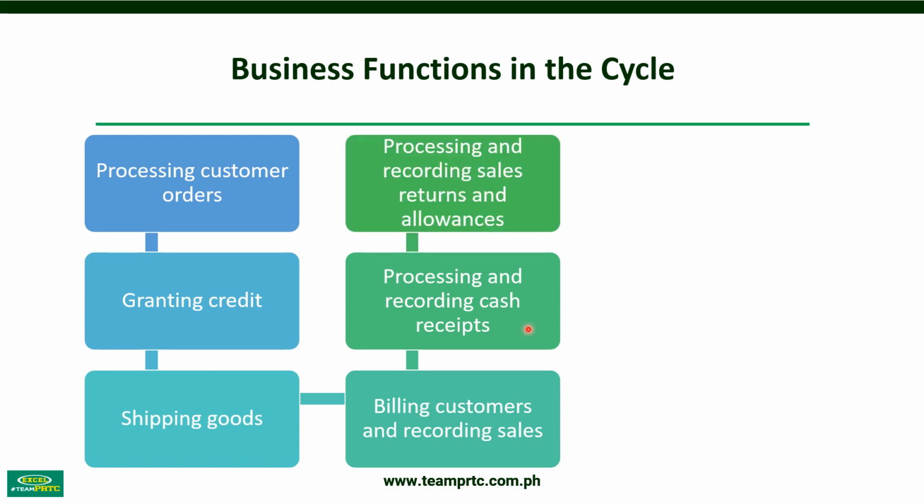So the next business function is processing and recording sales returns and allowances, which is part naman of the sales returns and allowances class of transaction. So this time the relevant document would be a credit memo. Yung credit memo, the format is similar to the sales invoice. The difference is that it supports the reduction of the AR rather than an increase in AR. Kasi yung sales invoice earlier will result in the increase of the AR of the customer, while the credit memo naman will support the decrease of AR from the customer.